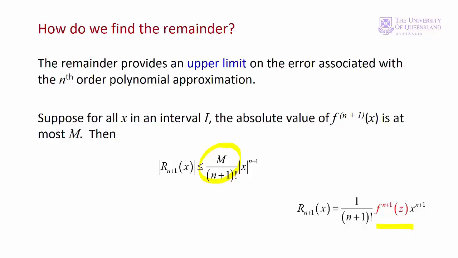So we see that finding the maximum error is a matter of deriving the (n plus 1)th derivative of the function f(x), working out its maximum value over the interval 0 to x, and then plugging that value, M, into the remainder formula.